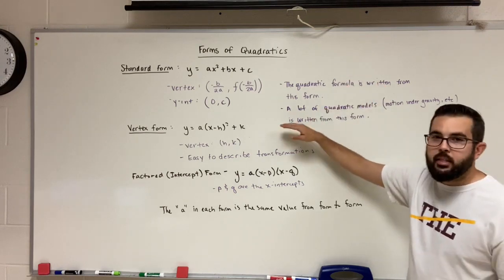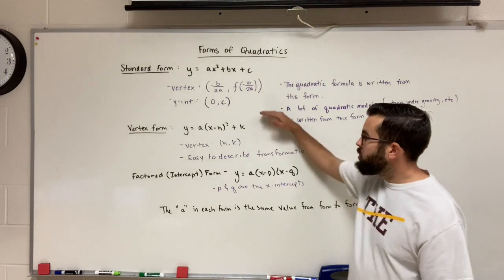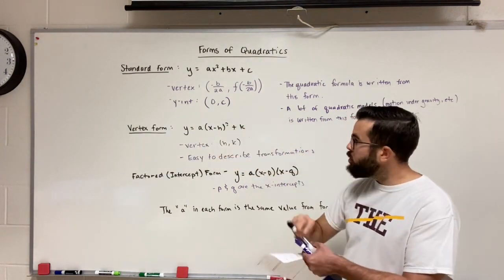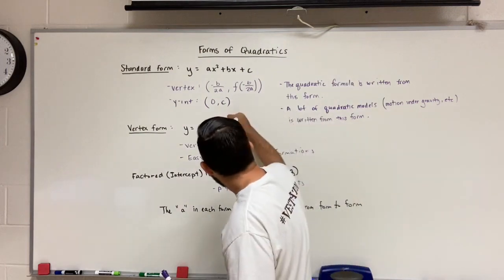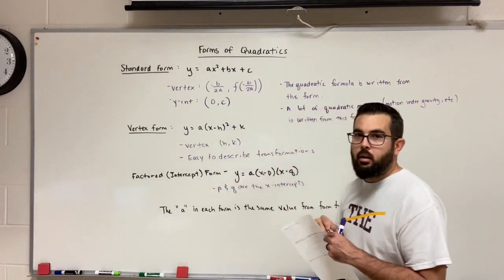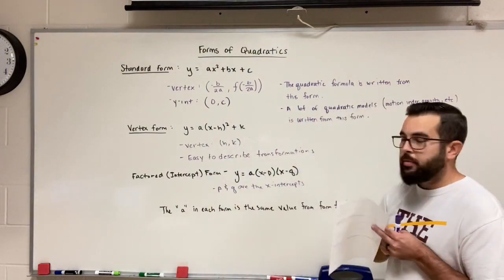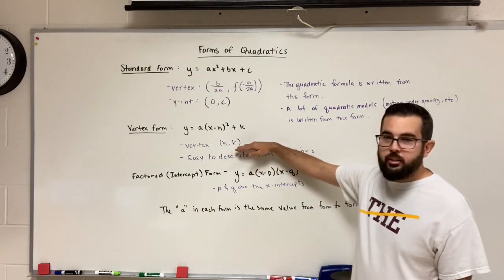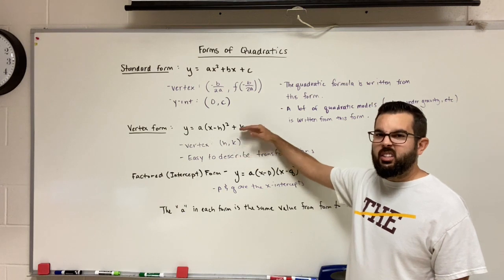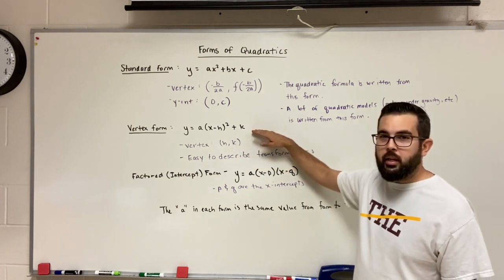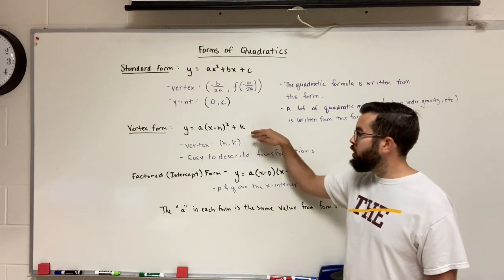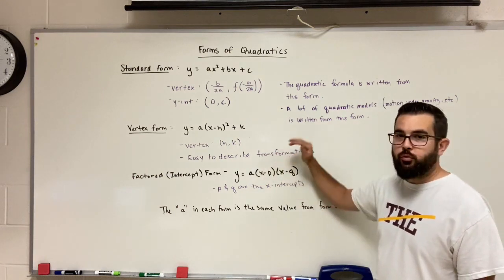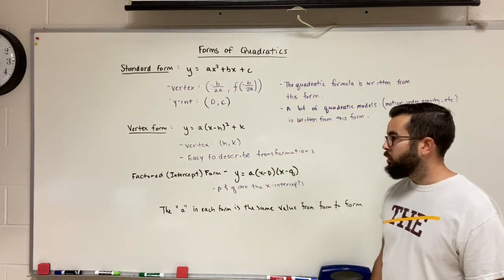All right, now vertex form is the next form. That is y equals a times (x minus h) squared plus k. Now this form is easy because the vertex is just (h, k). You'll notice this is very similar to what we had with absolute value functions. It is also easy to describe transformations from vertex form.